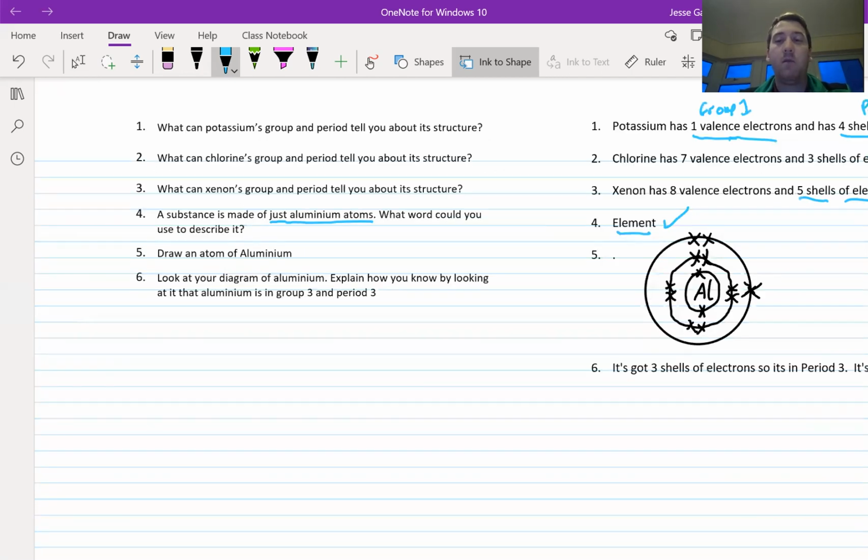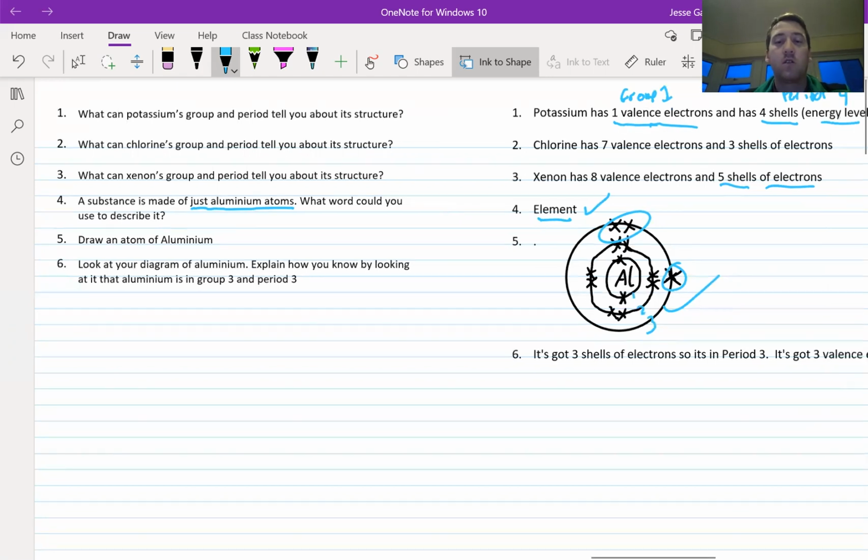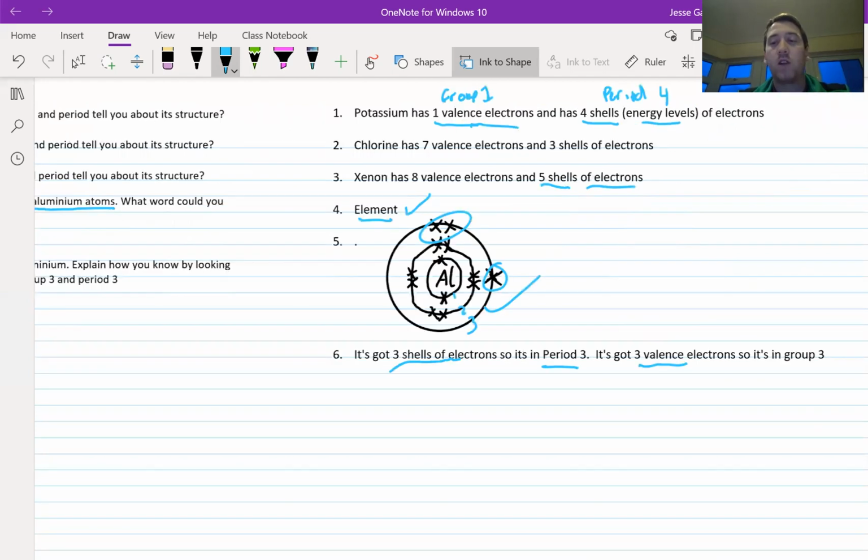Draw an atom of aluminium. This is what you should have here. Correct it. Got it right. 3 valence electrons. Look at your diagram of aluminium. Explain how you would know by looking at it that aluminium is in group 3 and period 3. Well, we know it's in group 3 because it's got 3 valence electrons. There they are. So it's in group 3. And we know it's in period 3 because it's got 1, 2, 3 shells of electrons. So it's got 3 shells. So it's in period 3. It's got 3 valence electrons. So it's in group 3.